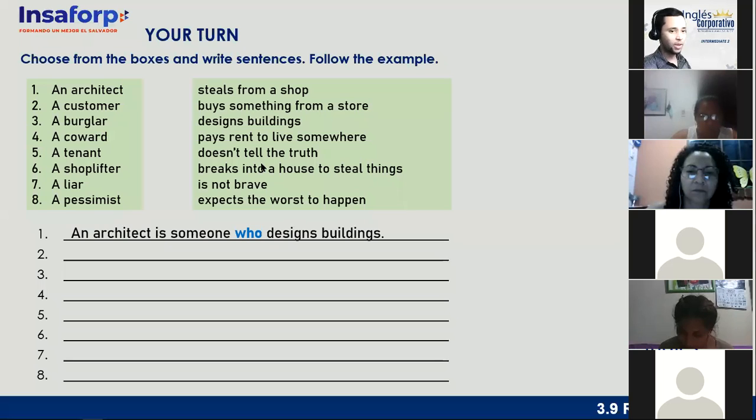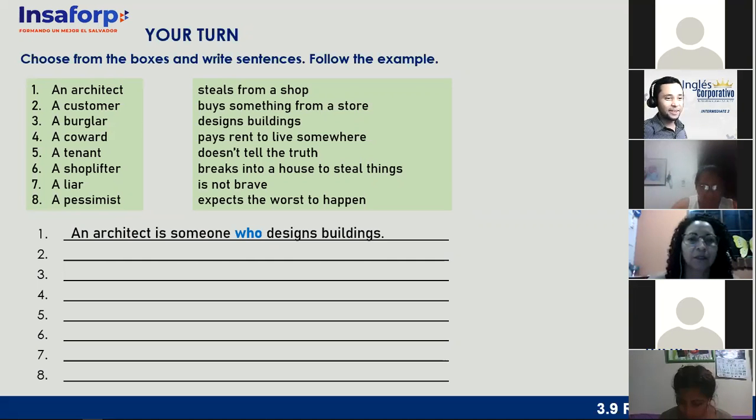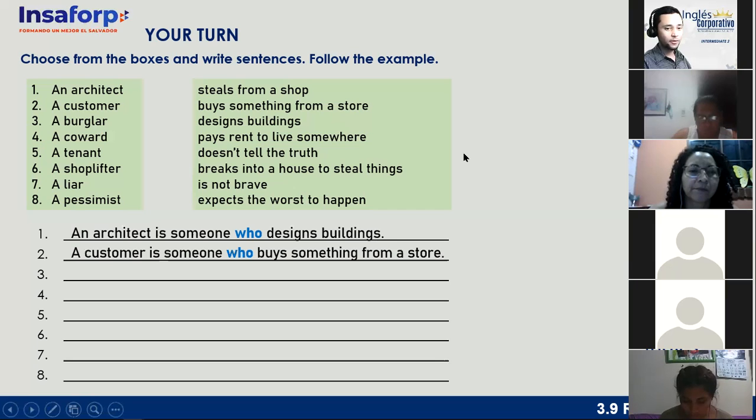Okay. What about number 2? You have a customer. Volunteer, please. Not everybody at the same time, please. Sandra. A customer is someone who buys something from a store. That's right. Okay. A customer is someone who buys something from a store. Very good. Thank you, Sandra.